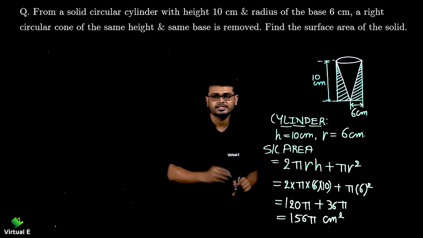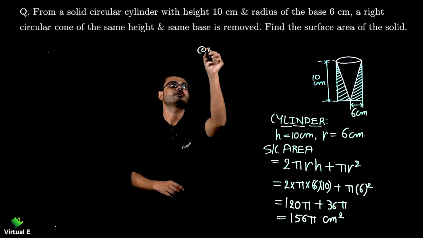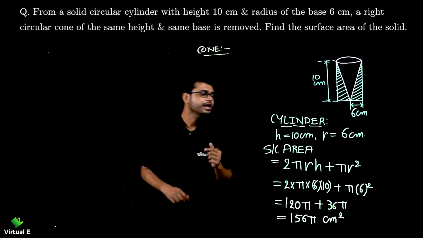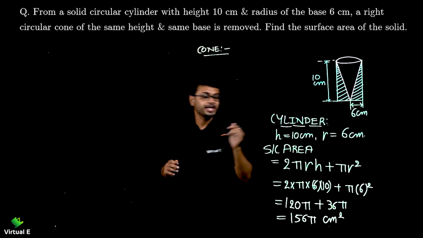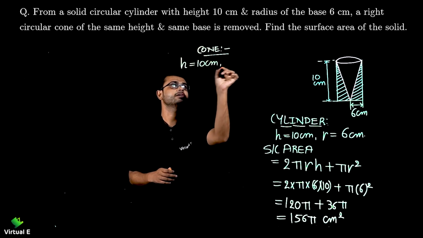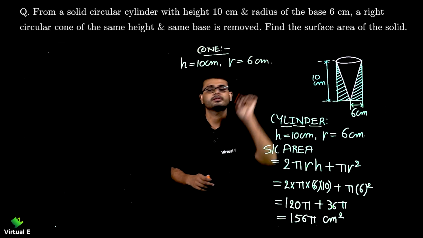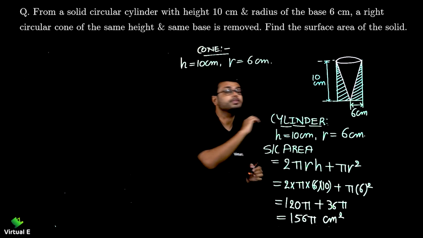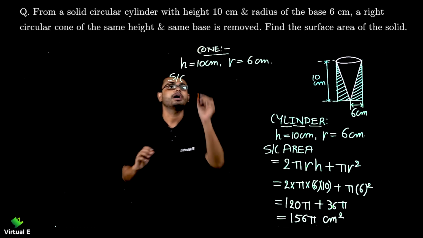First of all, let's write the things that we know about the cone before we move on. For the cone, what information do we have? It's given that it has the same height and same radius of the base: h is equal to 10 centimeter, and radius is equal to 6 centimeter. Let's write the formula for the surface area of the cone, so we come to know what information we do not have.